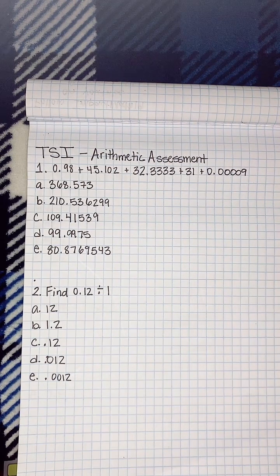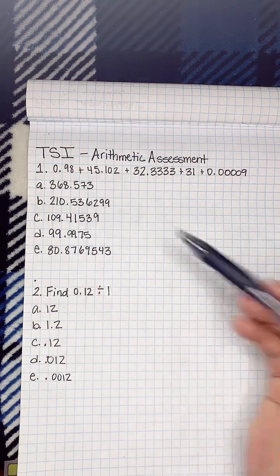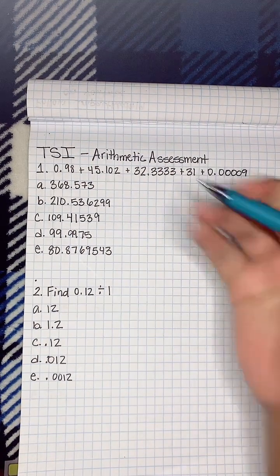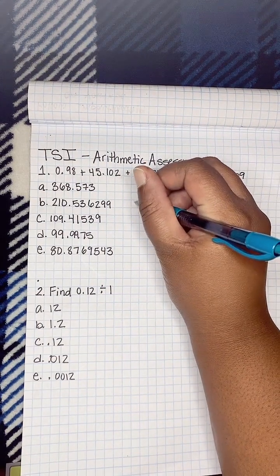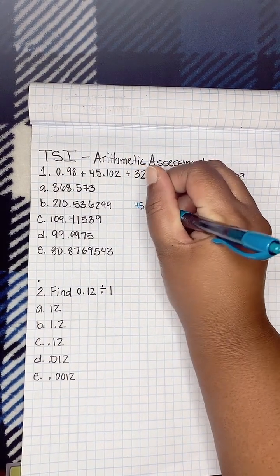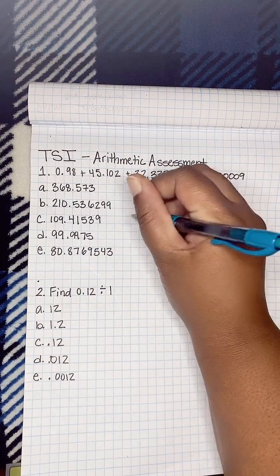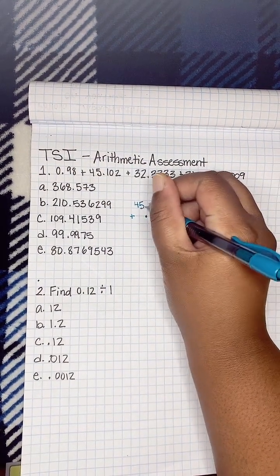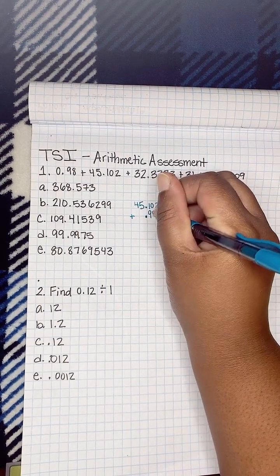Number one says 0.98 plus 45.105. Whenever you add decimals, you have to line up the decimals. So what I mean by that, I'm going to do 45.102, and we're going to add that to 0.98. Where I see how I put the placement of the decimals, I'm going to put the 9 and the 8.